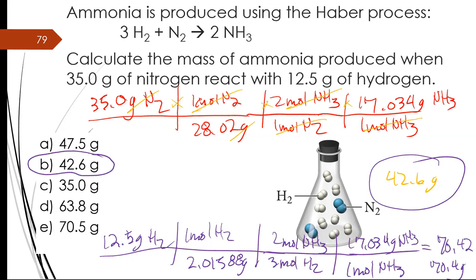You might have thought, well, hydrogen's much smaller in its mass, so we should run out of that first. But that's not the case, and that's because they have different molar masses. Nitrogen needs much more mass because it has a much higher molar mass. And so that's why we have to get them into moles.